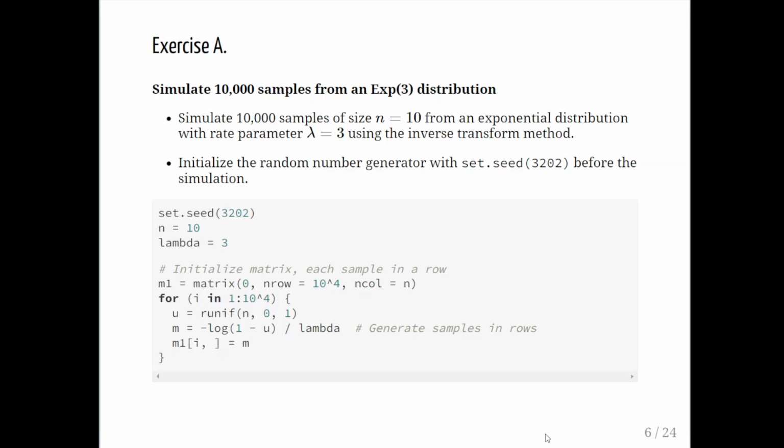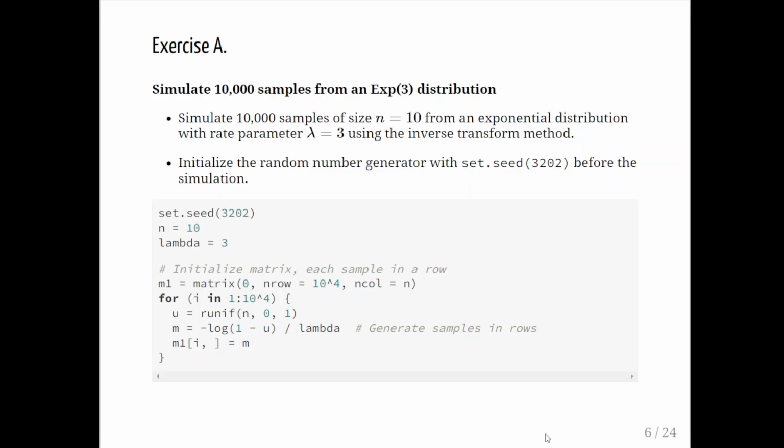So exercise A, simulate 10,000 samples from the exponential distribution with rate parameter 3. N equals 10 and lambda equals 3, okay? So we're going to set the seed, 3202, and we're going to specify that the number of values in each sample is 10. So each time we're going to generate 10 uniform random numbers. Lambda is equal to 3. That's going to be a constant.